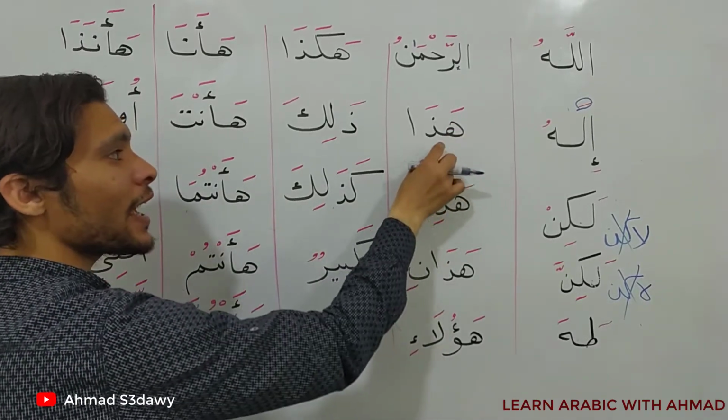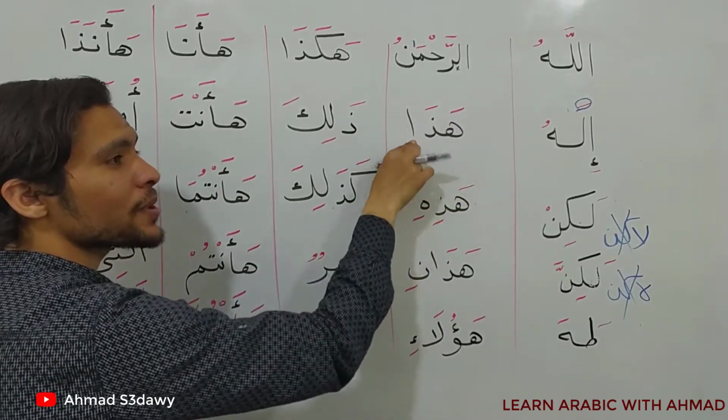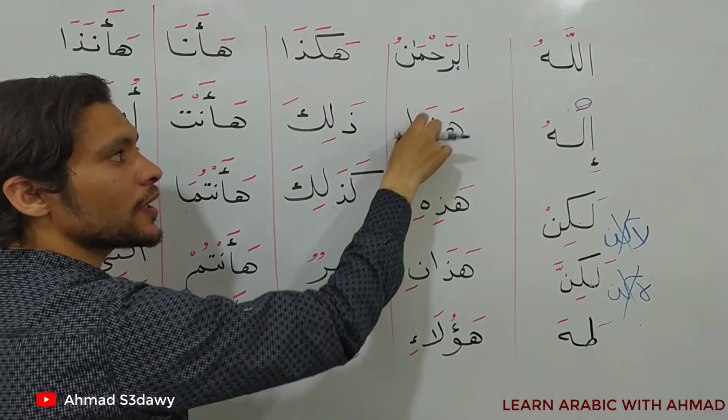Here, if you want to pronounce this word, it's easy. Like ha with fatha, ha, and dal with fatha, za, in the presence of a long vowel alif to lengthen the sound of the fatha.